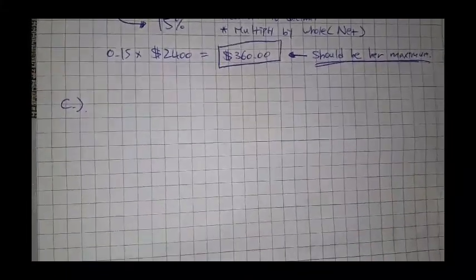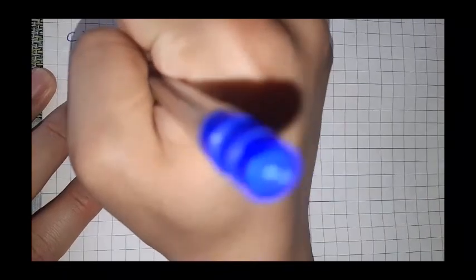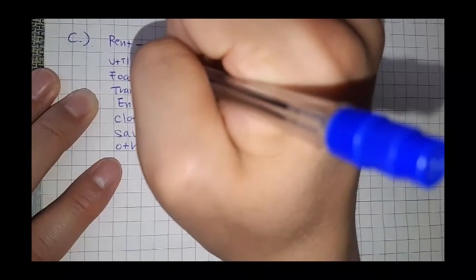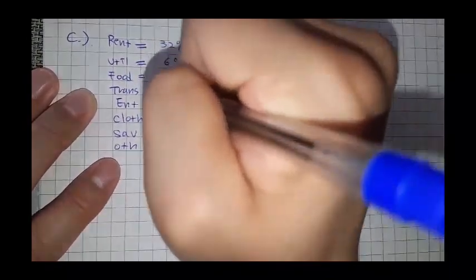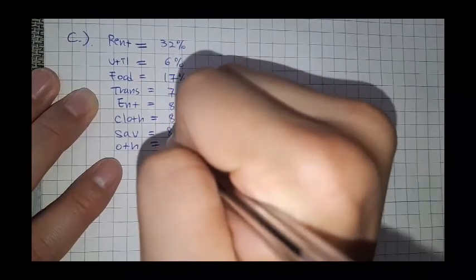C, how can we make this into a circle graph? So in order to make everything into a circle graph, it is important to remember all of those percentages. So I'm going to put these categories again: rent, utility, food, transportation, entertainment, clothes, savings, others. Rent was 32%, 6%, 17%, 7%, 8%, 8%, 8%, 14%.